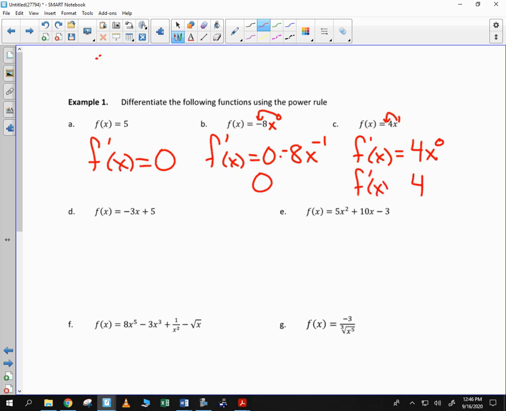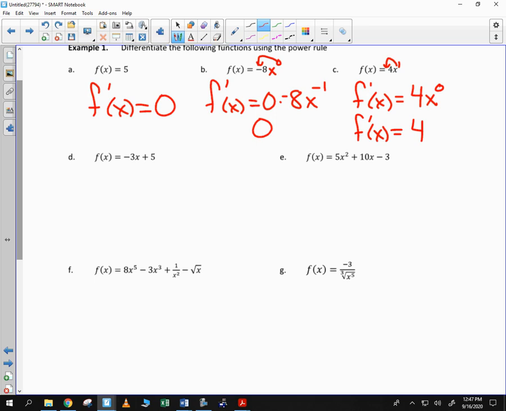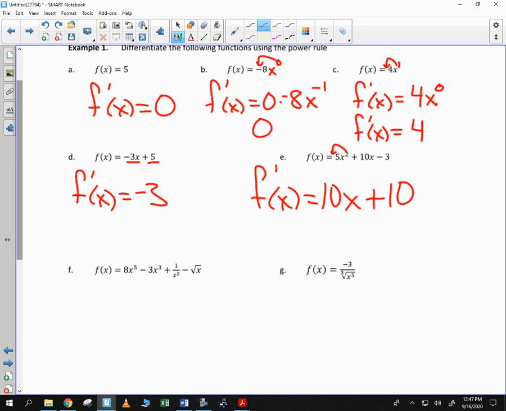So notice how the power rule works in these situations. The derivative of 4x is just 4. So what is the derivative of -3x plus 5? Well, for -3x, the derivative is -3, and for 5, the derivative is 0. So the derivative is just -3. This one, f prime of x. I dump the 2 in front, and I get a 10x. The derivative of 10x is just 10, and the derivative of negative 3 is 0. So there is my derivative.